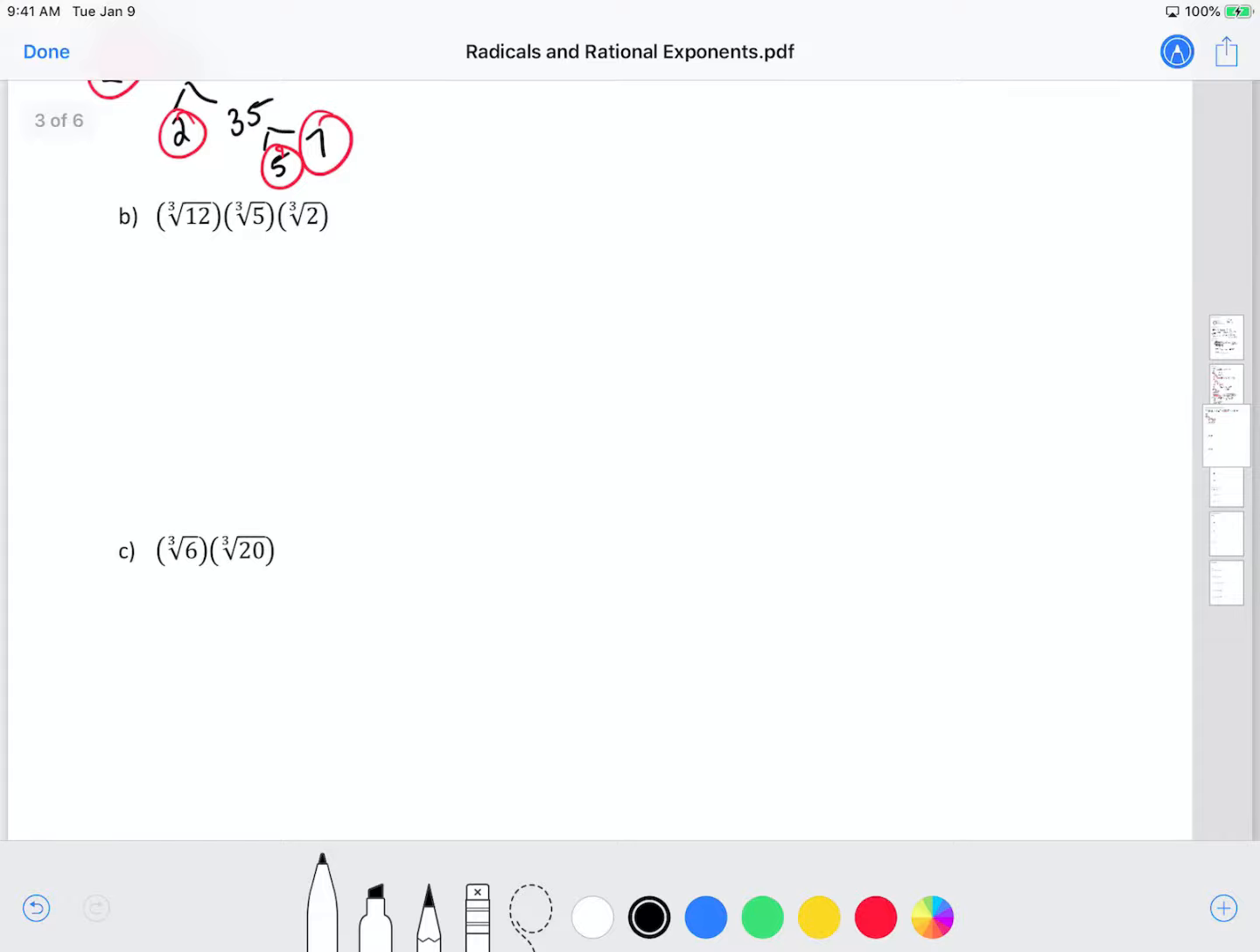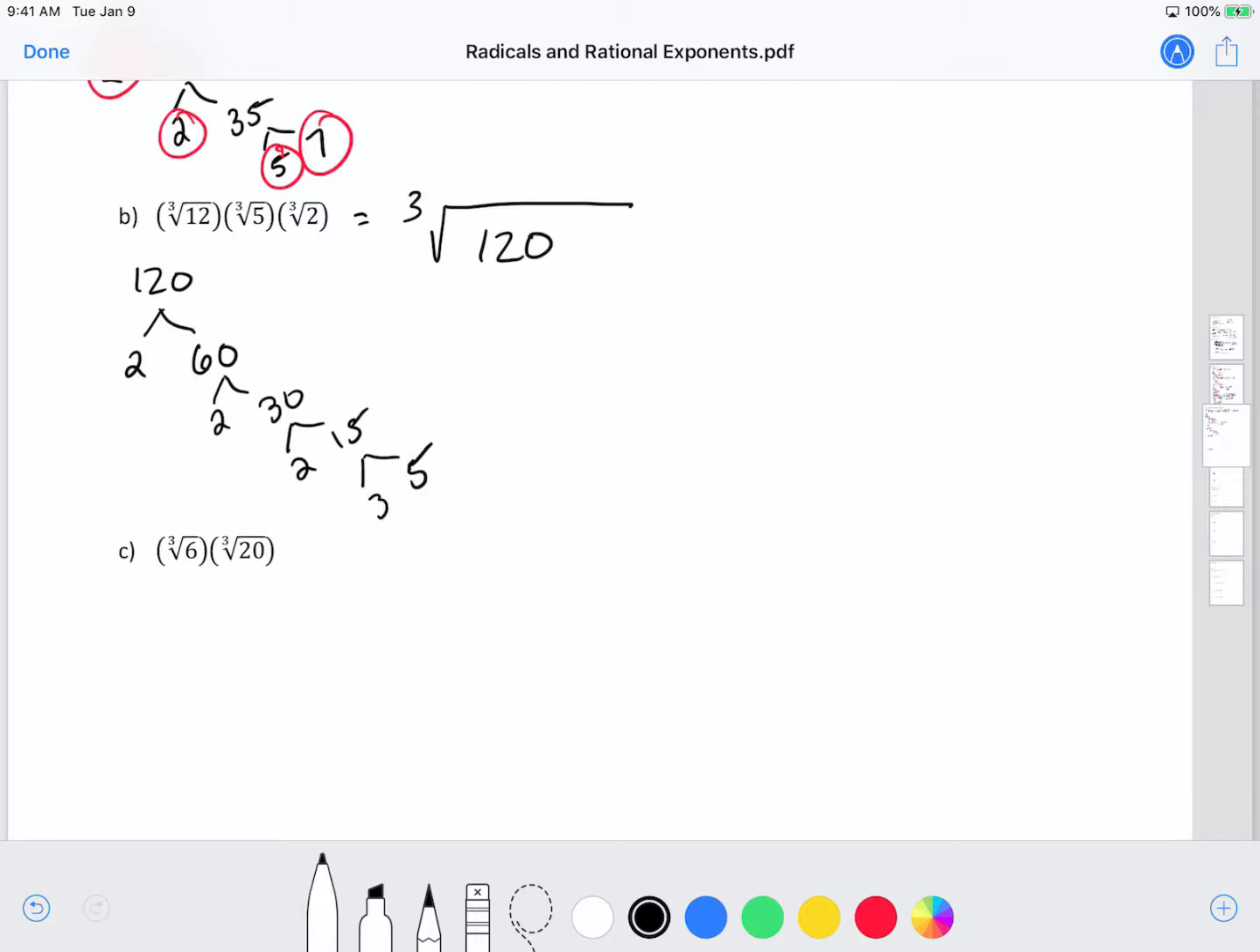In example B, all of those are the same root. They're all cubed roots. So I can just multiply everything together, what's underneath all of their radicals. So I take 12 times 5, which is 60, and then 60 times 2, which is 120. And then I simplify that. I break 120 down. 120 is 2 times 60. 60 is 2 times 30. 30 is 2 times 15. And 15 is 3 times 5.